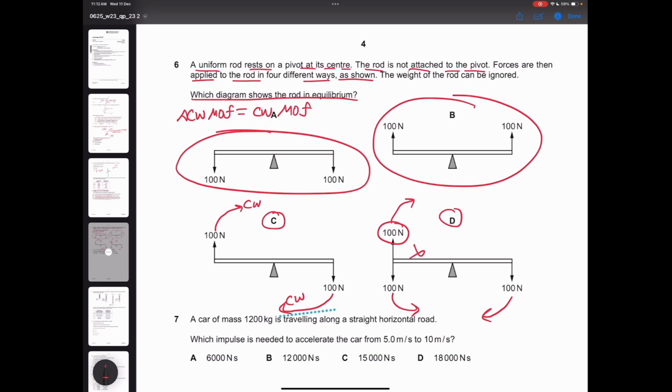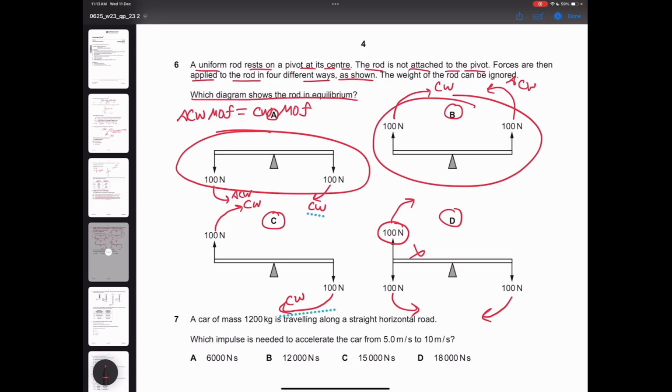Now, regarding option A and B, in option A, this is anti-clockwise and this is clockwise. Also in option B, this is clockwise and this is anti-clockwise. Now we are confused. It's exactly the same thing. Both are equal and both are in the opposite direction. So why is A the correct answer? Why is B not the correct answer?